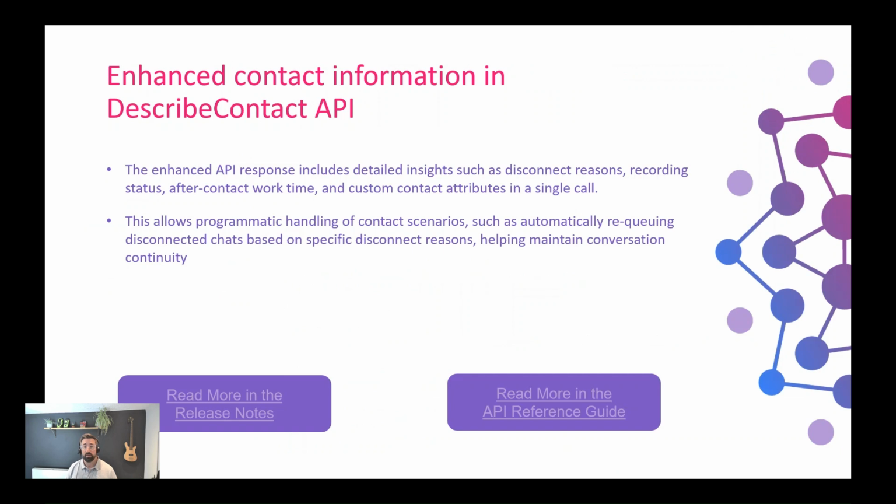Next, updates to the DescribeContact API. That gives loads of information about a contact all in one place. Potentially, you might have had to pull it together from multiple sources, but more information's been added to it. So things like disconnect reasons, recording status, contact attributes added to the pre-existing ones there, all within the output of the single API call. So really nice for your custom reporting applications.